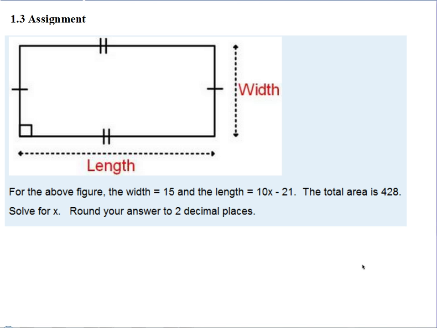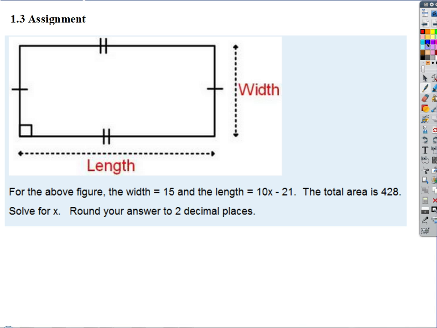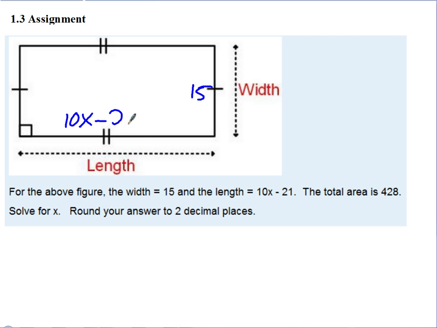All right, so for the above figure, they're telling us it's a rectangle, right? The width is 15, and the length is 10x minus 21. So let's maybe add that stuff to our picture. So we've got a 15 and a 10x minus 21. Okay, they're telling us that the area is 428. They're telling us the value of the area. And the question is, what is x?